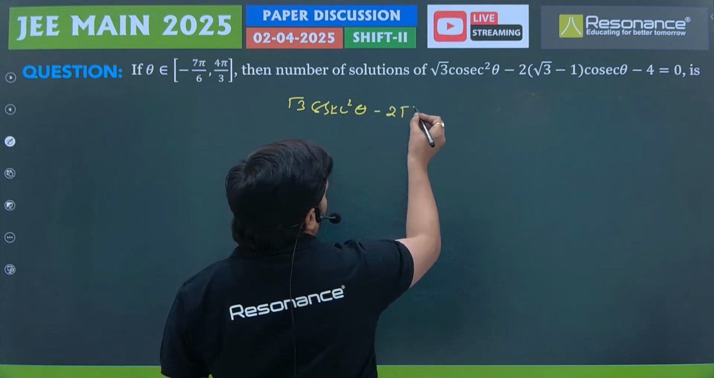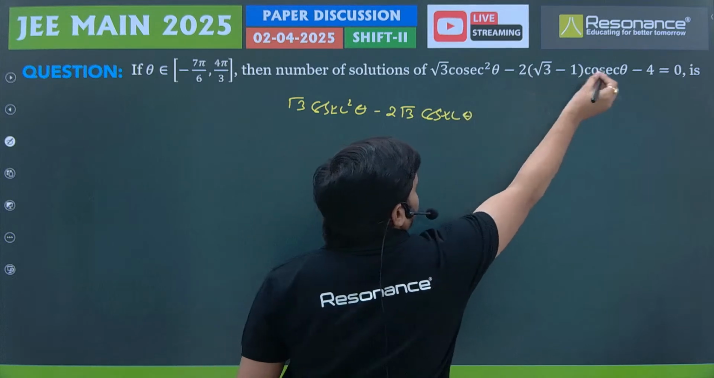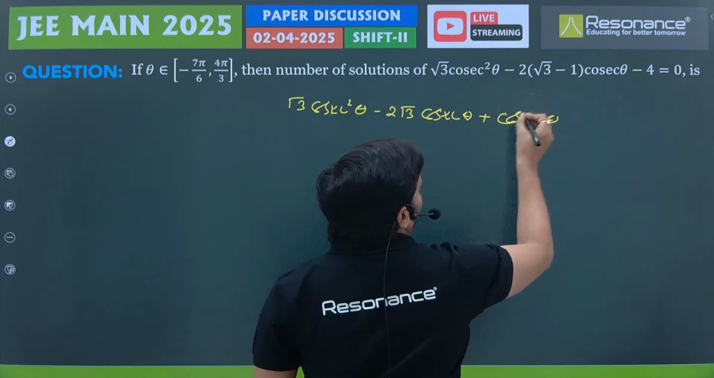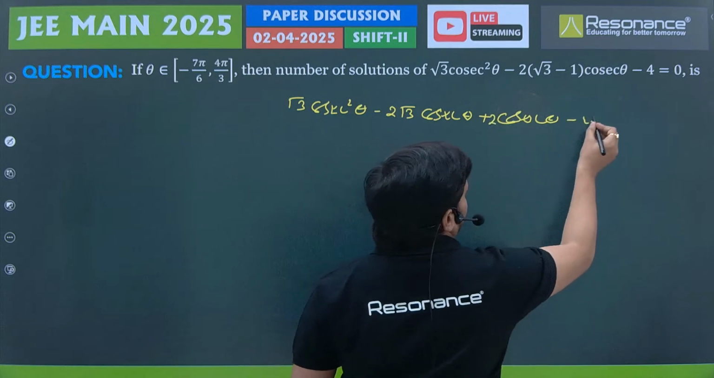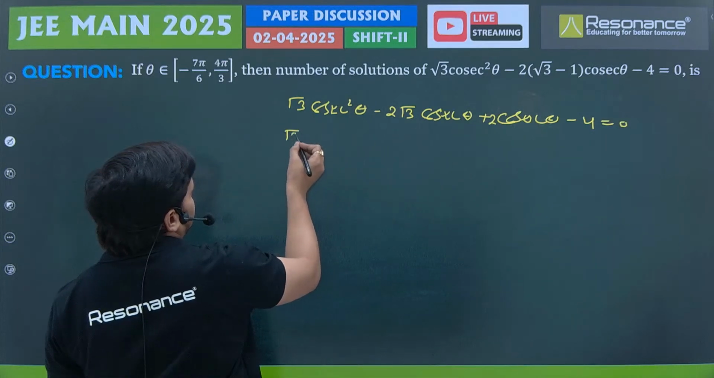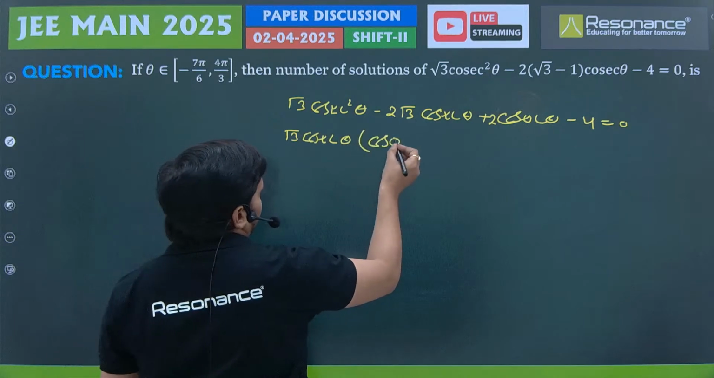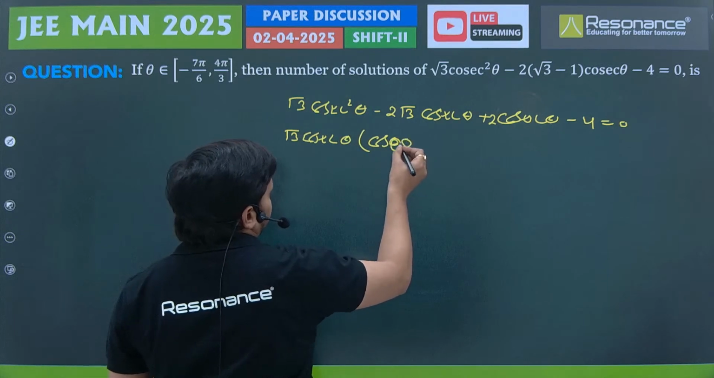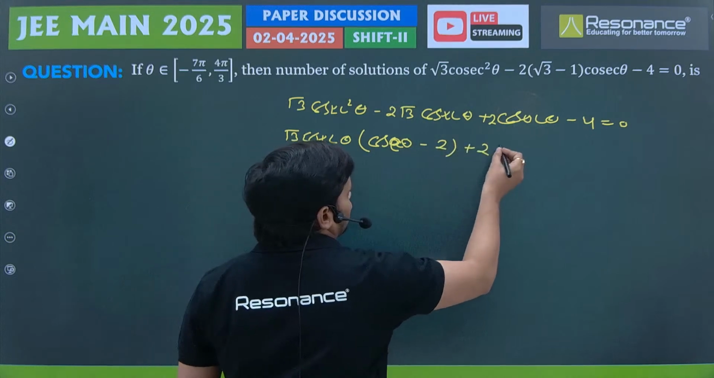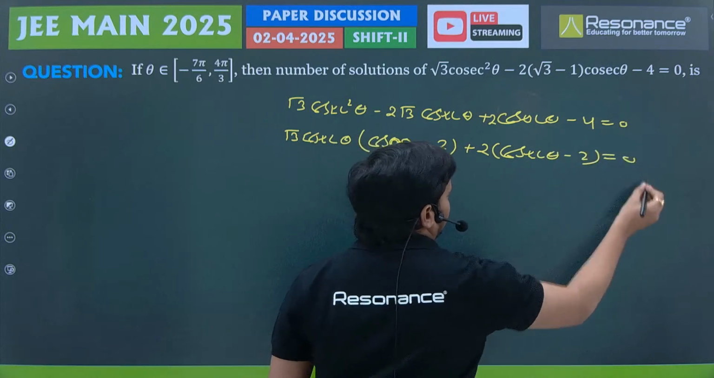Minus 2 root 3 into cosec theta, then minus minus plus 1 into cosec theta, into 2 also, so 2 cosec theta minus 4 equal to 0. Okay, in these two, root 3 cosec theta common. Then we are getting cosec theta minus 2. Here 2 common, then same cosec theta minus 2 equal to 0.